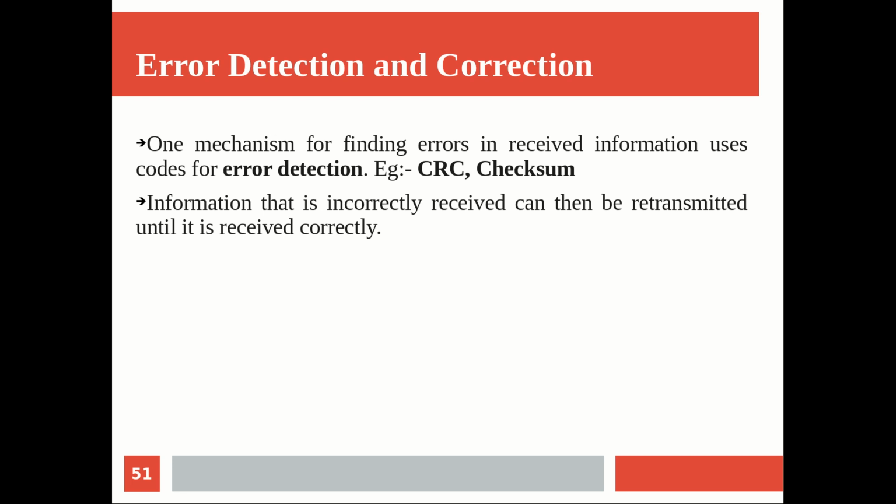Information that is incorrectly received can then be retransmitted. That is very important. So whenever there is detection, what is the next step? You have to force the sender to retransmit the information until it is received correctly. When it comes to retransmission, the retransmitted message itself may be erroneous again. Then again you have to ask for retransmission, and repeat the process until you get the correct information. But if after a good number of iterations you are not getting the data, then you can quit and inform the sender, the user who is sitting at the sender side.